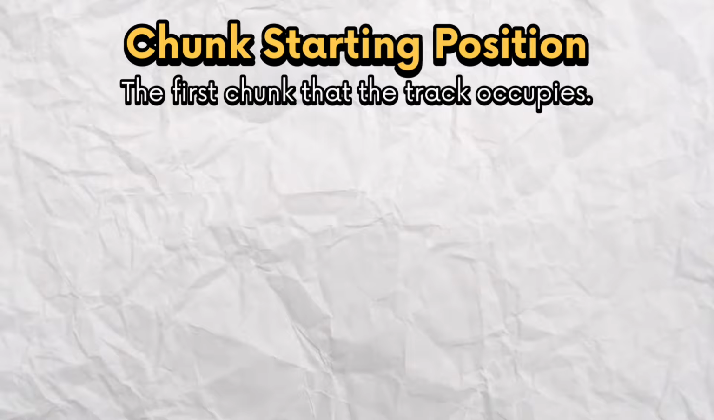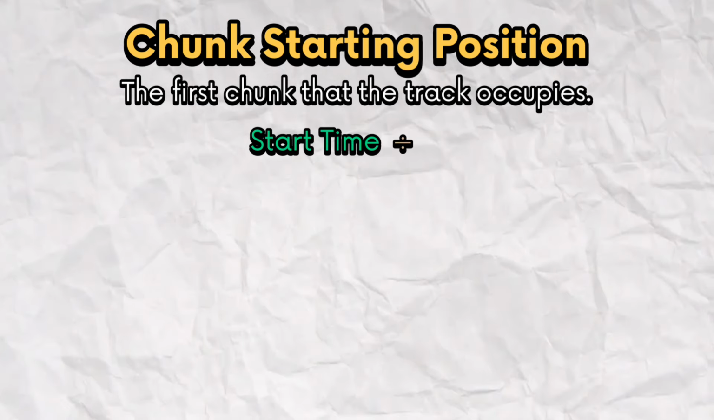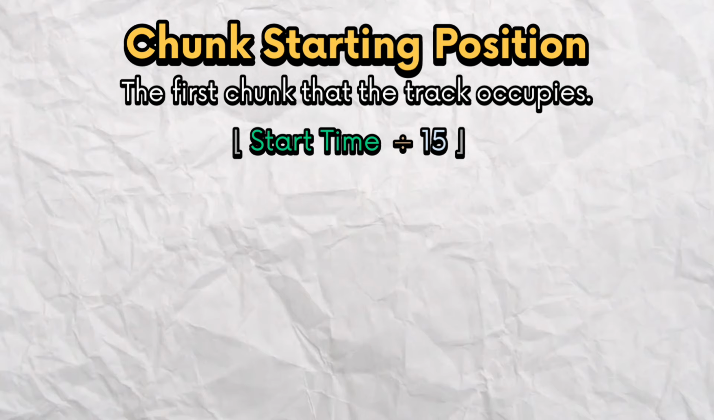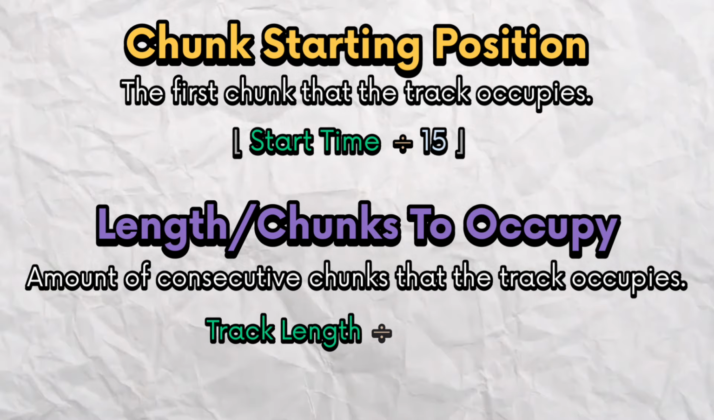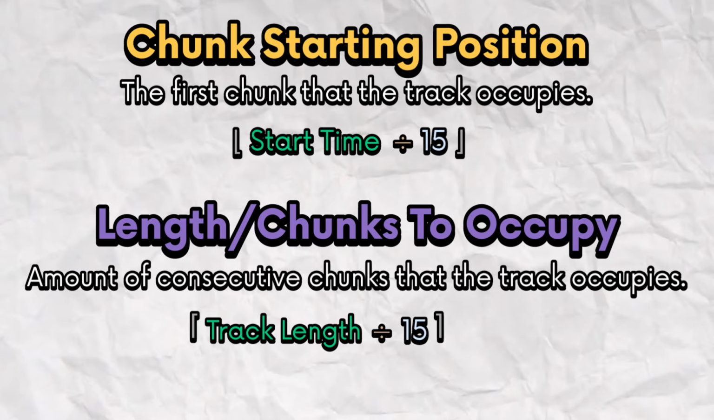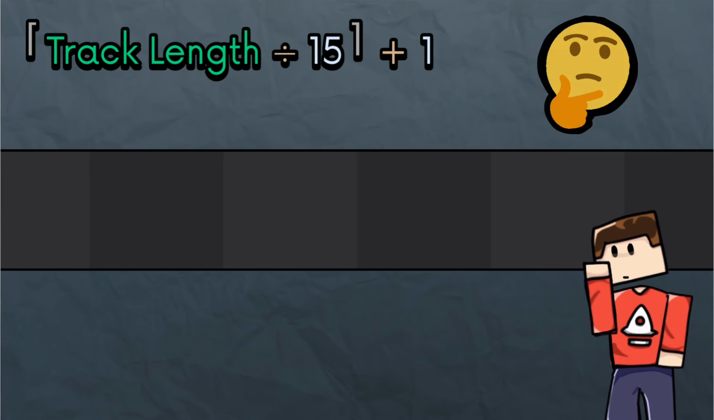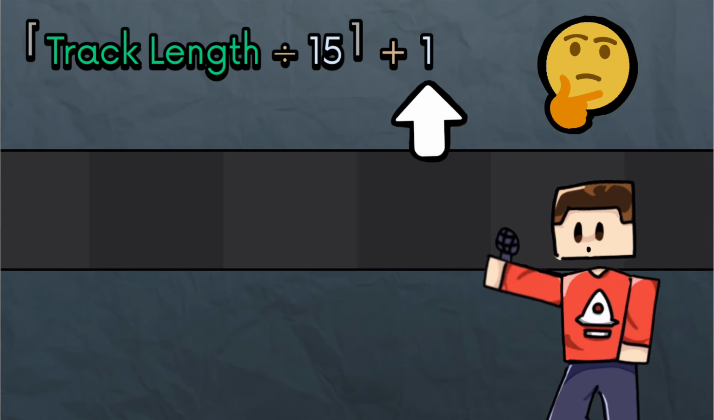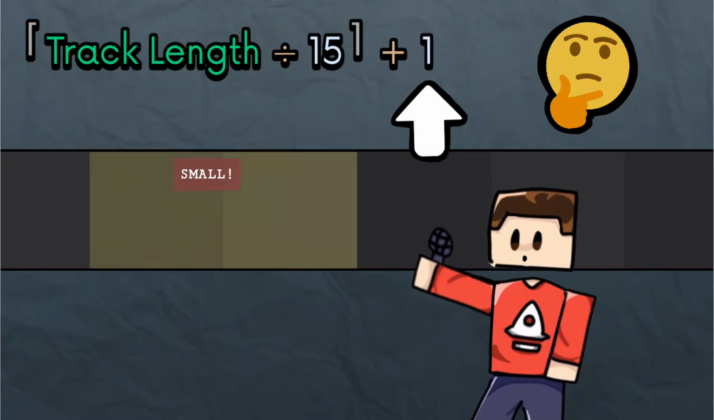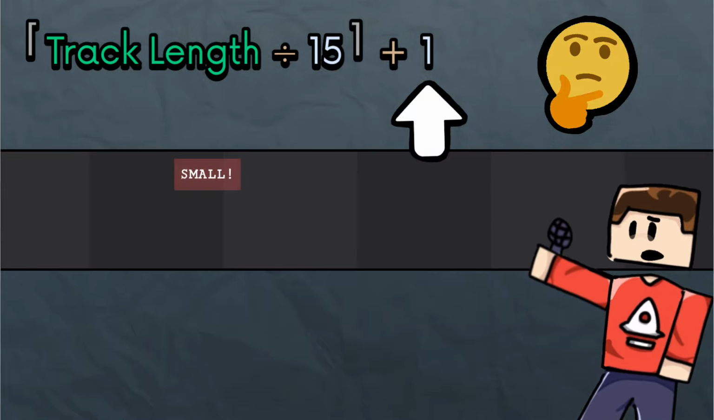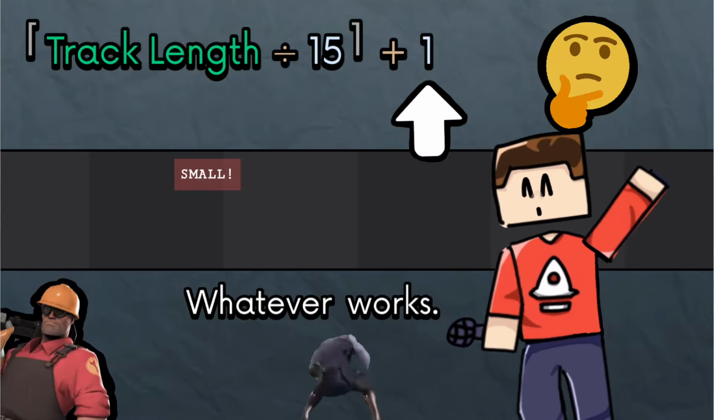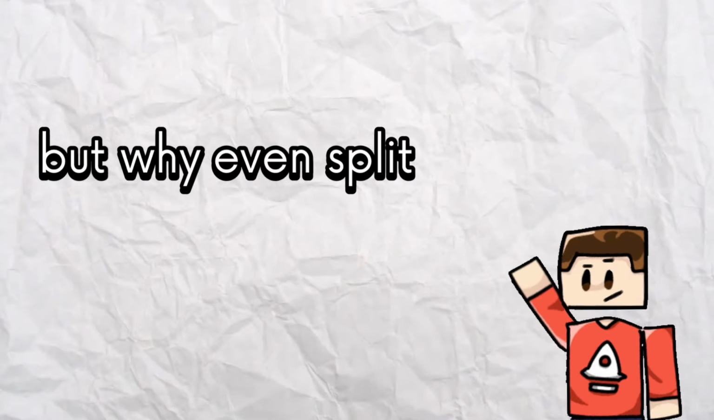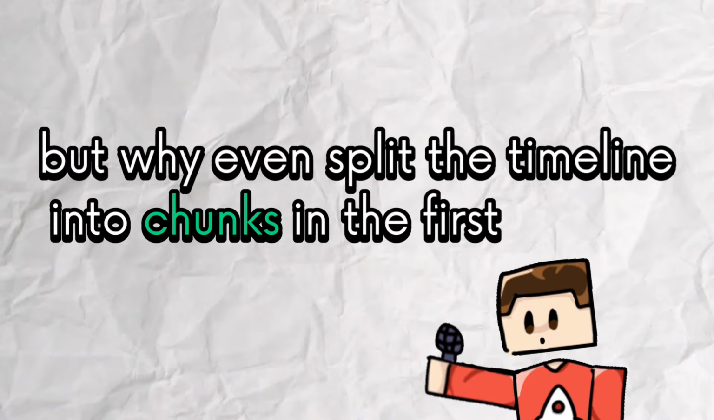We know what chunk to start at by dividing the time by 15 and rounding it down. And we know how many chunks the track will occupy by dividing the length by 15, rounding it up, and then adding by 1. The reason why we add by 1 here is because a track can occupy 2 chunks despite it having a very short length. A pretty simple fix was just to add by 1. Whatever works. Okay, but why even split the timeline into chunks in the first place?